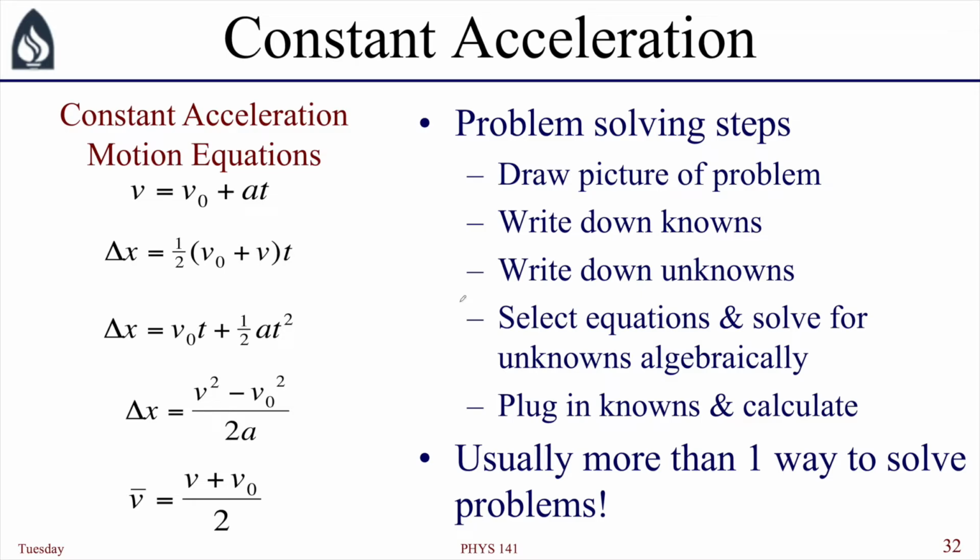Whereas if you solve for the unknown algebraically first, then you have just an equation that you can plug numbers into, and if you make a mistake with your calculator, it's much simpler. You have to do a lot less work to find a numerical answer. So finally, once you have your equation in the form that you need it, you can plug in your knowns and calculate. And keep in mind, there's usually more than one way to solve problems. Often, one student will pick one of these equations and maybe someone else picks a different one, and they should both get the same answer.